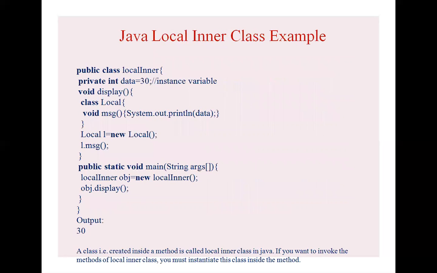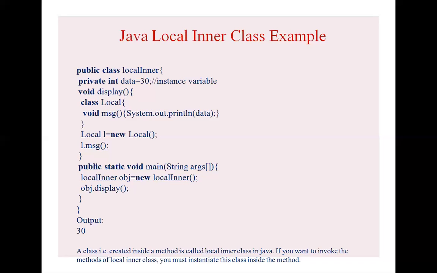This is an example of a local inner class. There is a class named public class LocalInner. There is a private integer type data member data. Value assigned is 30 to the instance variable. Within this class LocalInner, there is a function called display. Inside this display function, we declare a class Local. Within this local class, there is a method called void msg, and we display the output of data using System.out.println.